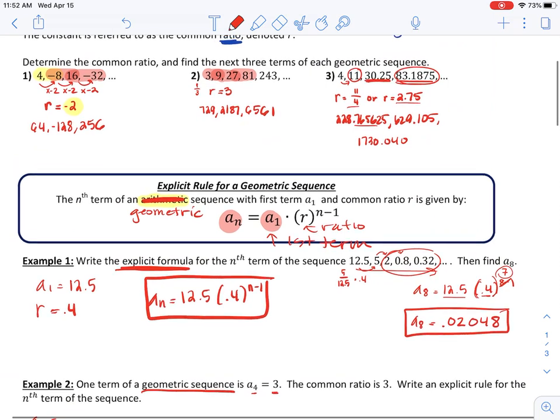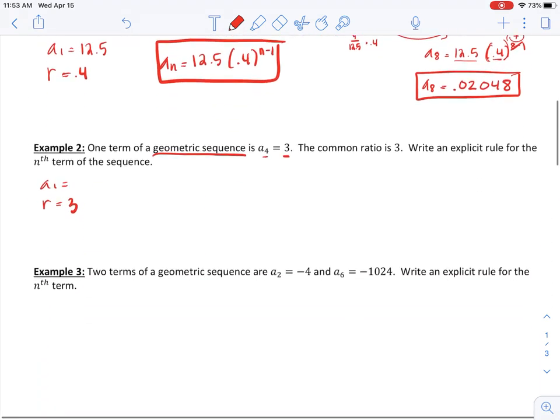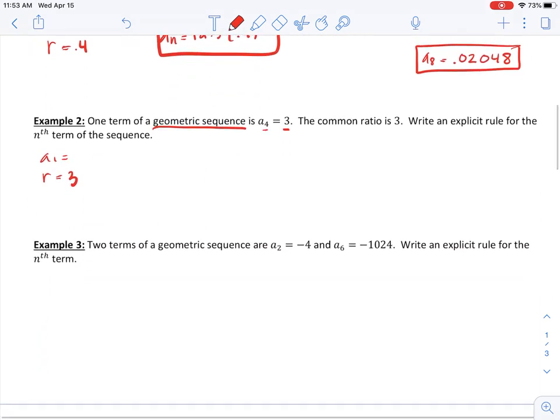So what I'm going to do is use this formula, and I know that when I plug in 4 for n, I get 3 here. So I can start by using that. Okay, so I'm going to say a sub n, which I get 3, so 3 equals my first term, which I don't know, and that's what I'm trying to find, times the ratio, which I do know. My ratio is 3, so that's 3 to the, this was my fourth term, so 4 minus 1 power.